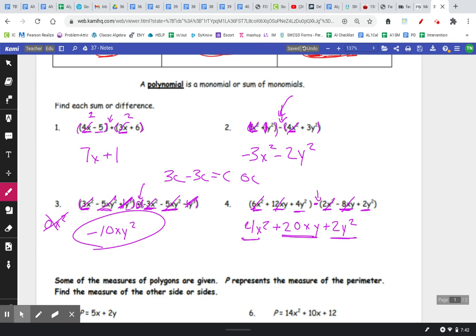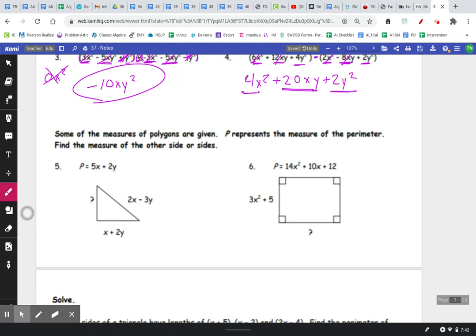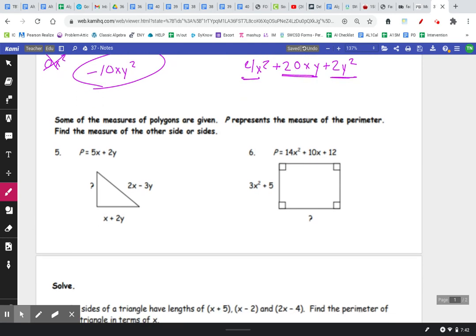Okay, hopping down below. Sometimes you're going to be given some polygons, some shapes, and it's going to say, hey, tell me something, right? Okay, well, here's what we know. Look at example number 5. It says P equals 5x plus 2y.